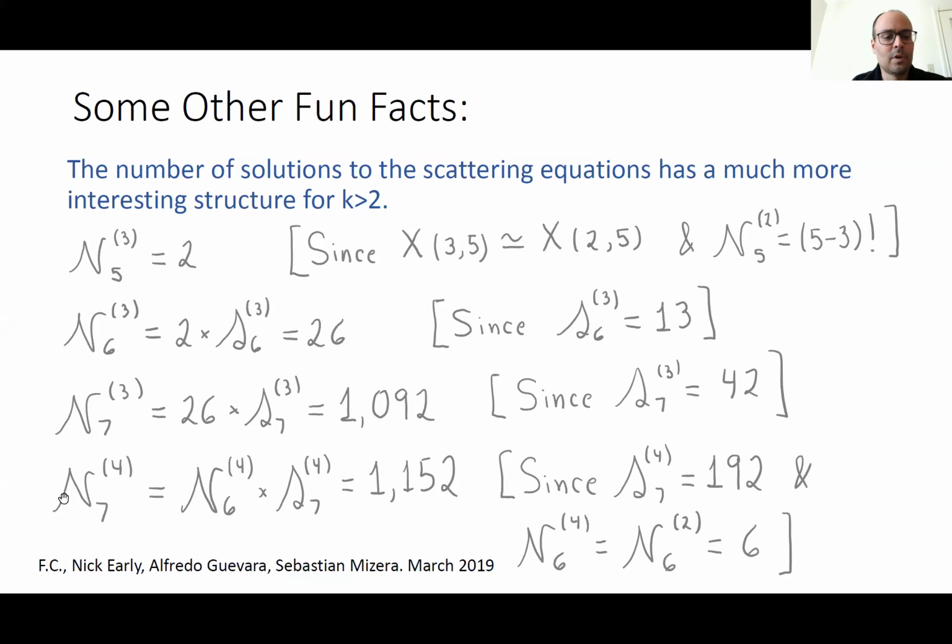You get this number. Now you do it for 7 particles and k equals 4, just for fun. And you find that it has to be the number for 6 and k equals 4. And this number of the soft solutions that you find to be 192. Now using the duality, this is 6, and you get this number here.